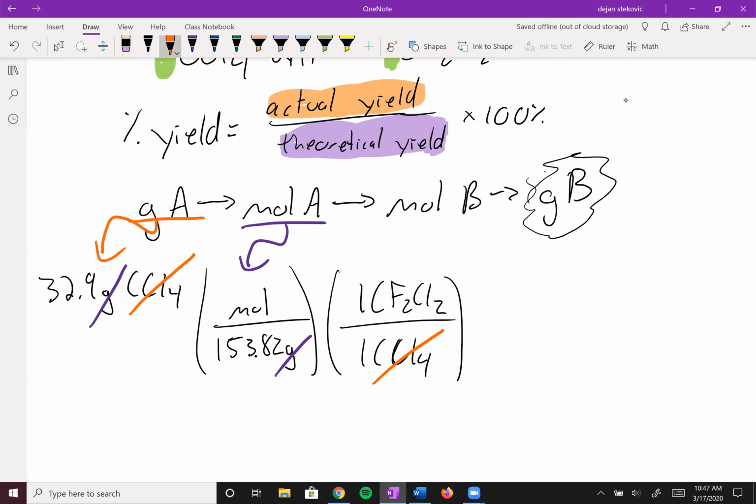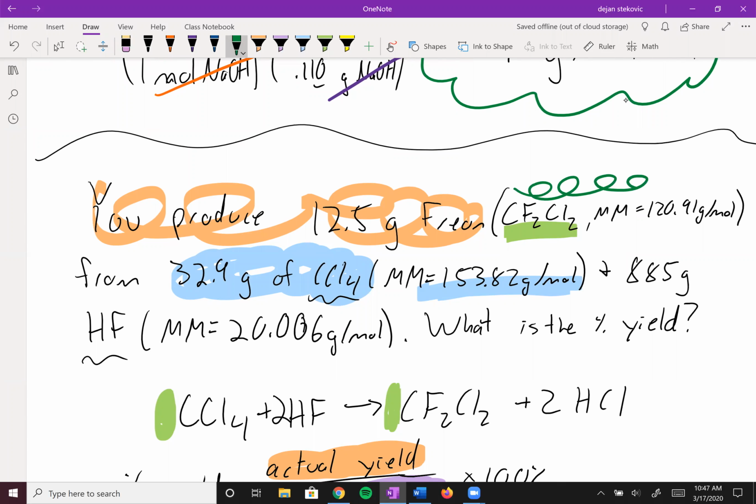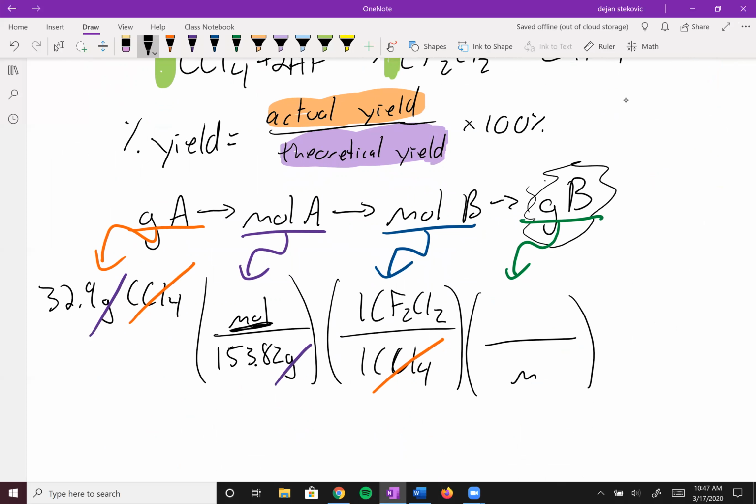Now we're at moles of CF2Cl2, so we're at moles of B right now. And then finally, we have to get to grams of B. How do we go from moles to grams? Of course, it's the molar mass. Hopefully you know that at this point in the course, right? So here's CF2Cl2, and it's 120.91 grams per mole. Since moles is up here, moles has to go down here. And so the 120.91 grams goes here.